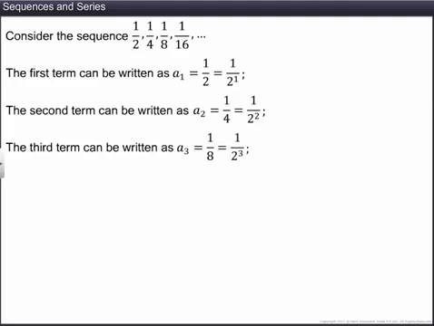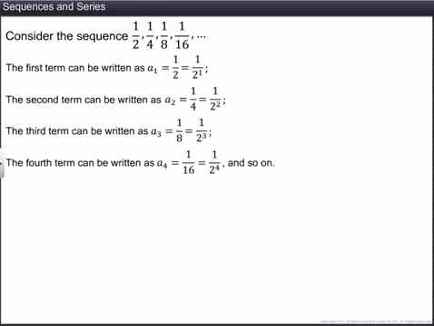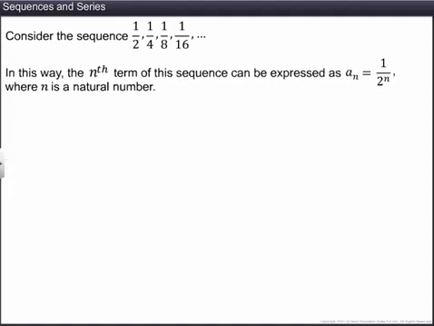The fourth term, 1/16, can be written as 1/2 raised to the power of 4. Similarly, we can write the succeeding terms. In this way, we can say that the nth term of this sequence can be expressed as 1/2 raised to the power of n, where n is a natural number. Using this nth term of the sequence, we will be able to find any term in it by substituting the term value in place of n. Thus, the 8th term of this sequence is given by 1/2 raised to the power of 8, which is equal to 1/256.